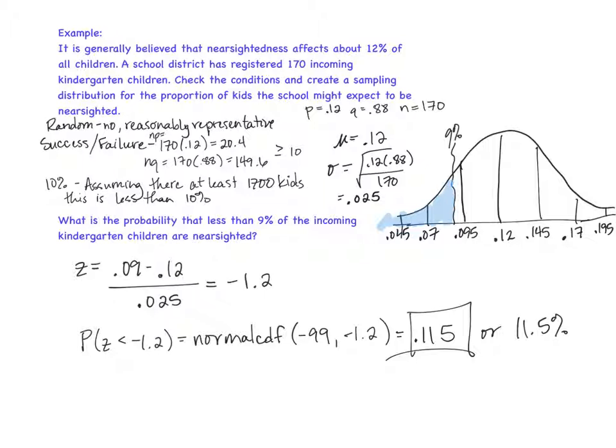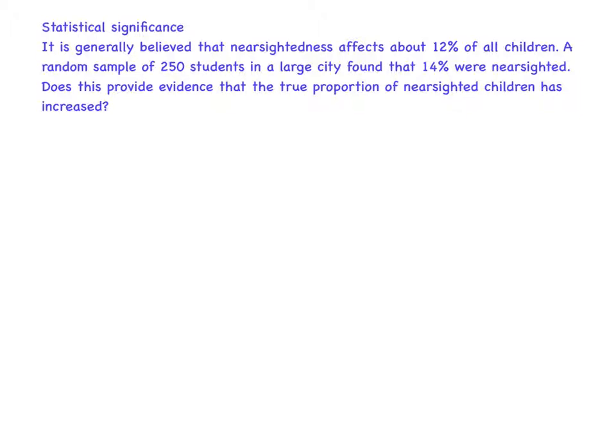So that brings us to statistical significance, and we're going to do a really, really tiny intro into a hypothesis test for proportions. Again, we have the same situation. Nearsightedness affects about 12% of all children. A random sample of 250 students in a large city found that 14% were nearsighted. Does this provide evidence that the true proportion of nearsighted children has increased? So we have clearly a sample that's coming out larger than we think it should. It's 14% compared to 12%. So we create a model based on this 12% that we think is happening.